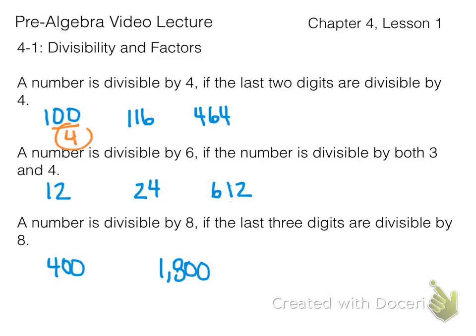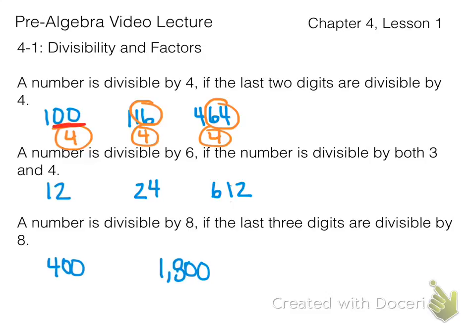Well, yes it is. 100 divided by 4 is 25. All right, is 16 divided by 4 divisible by 4? Why, yes it is. 16 divided by 4 is 4. And what about 64? Yeah, it is. So this one is also divisible by 4. So do you guys get what I mean by the last 2 digits?